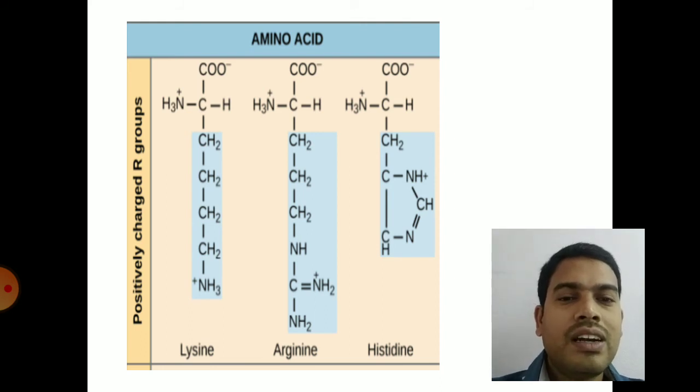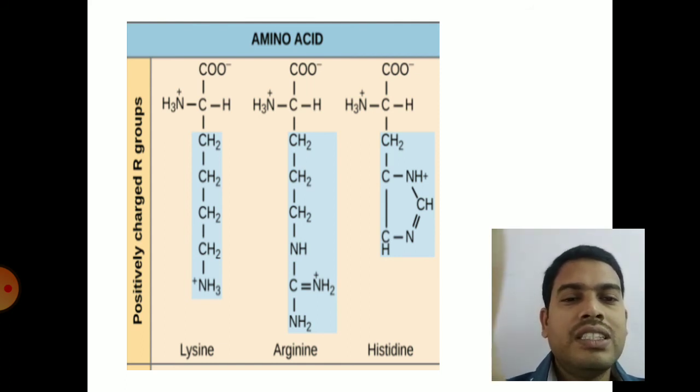So these three are called basic amino acids, which have positively charged R groups. Arginine and lysine, basic amino acids, are abundantly present in histone proteins, which gives a positive charge to the histone proteins. Whereas histidine is a semi-essential amino acid. It is required up to a certain age. After that, adults can synthesize histidine. So now we will see about essential and non-essential amino acids.